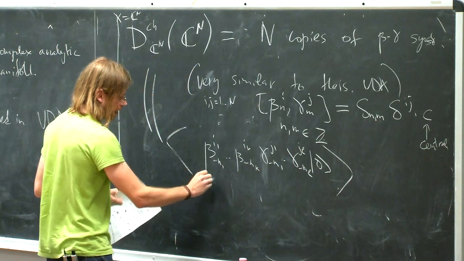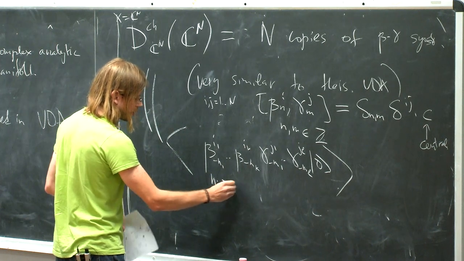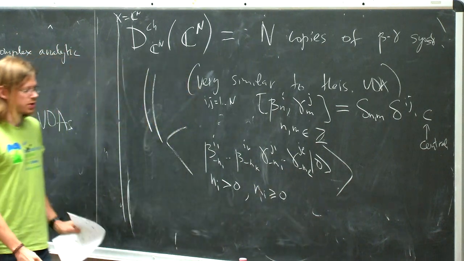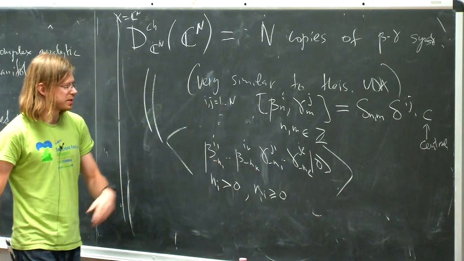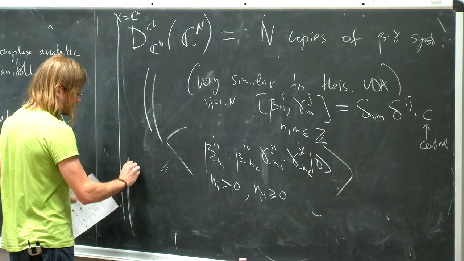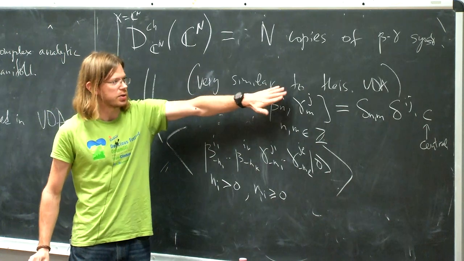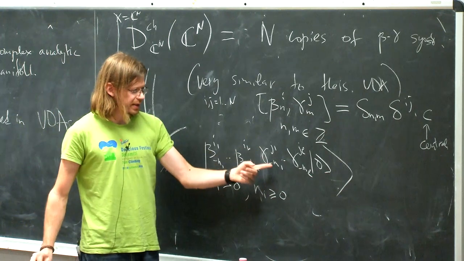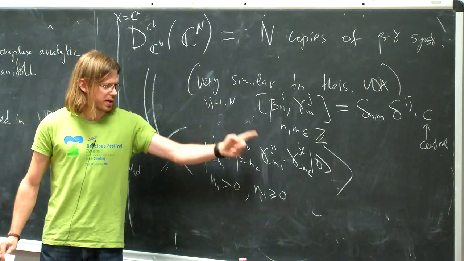Here I allow n_i's to be strictly positive, but m_i's should be just non-negative. So you have gamma zeros, but you don't have beta zeros. And what's important is that the structure of the VOA is completely analogous to the Heisenberg theory, how you construct an operator, the series in operators from this.